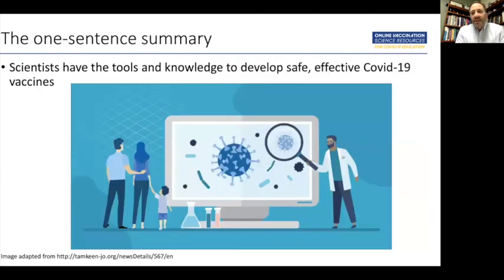All right, so the one sentence summary of this whole talk, the take home message for you is that scientists have the tools and the knowledge to develop safe and effective COVID-19 vaccines. We've seen how they've used information taken from basic research and our fundamental understandings of how the virus infects our bodies, how our immune system responds to the virus, and lots of other things that we've now learned about the molecular tools that we can use to make vaccines.